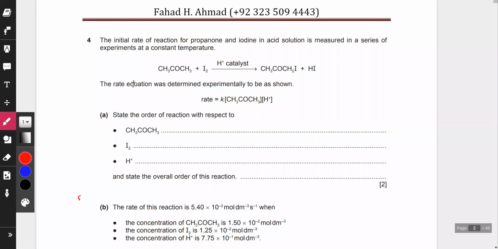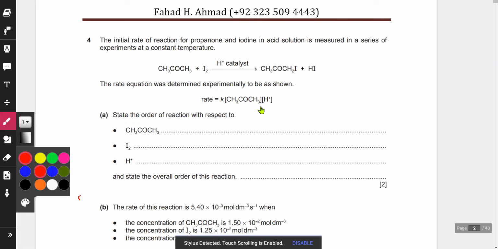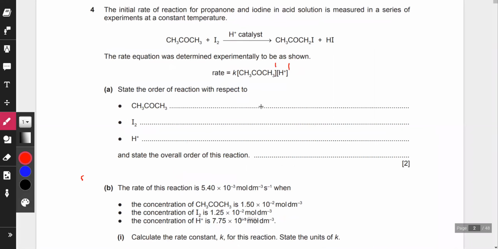So the question is that the initial rate of a reaction for propanone and iodine in acid solution is measured in a series of experiments at a constant temperature. The rate equation, so they've given you the rate equation, and the order is also actually mentioned. By default, if nothing is written, that means it's order one. Okay, that's order one. So state the order of the reaction.